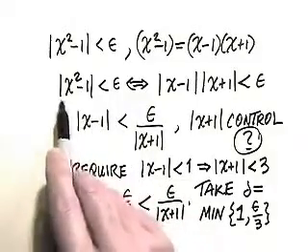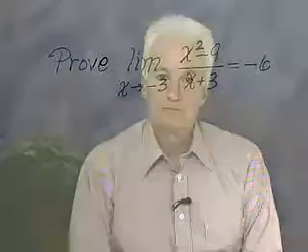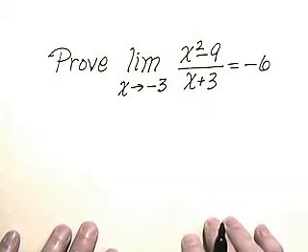Now let's work another problem where we prove a limit. Prove that the limit as x approaches negative 3 of (x squared minus 9) over (x plus 3) equals negative 6. Now remember, you're using the epsilon delta definition of the limit. I want you to pause the video, try this on your own, and then see how I do it.